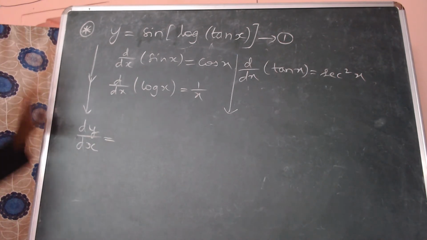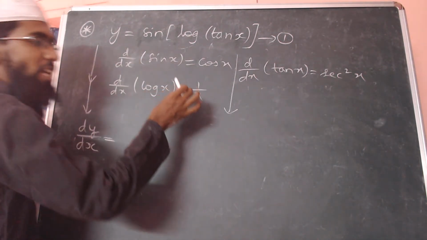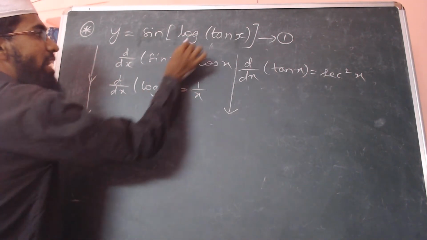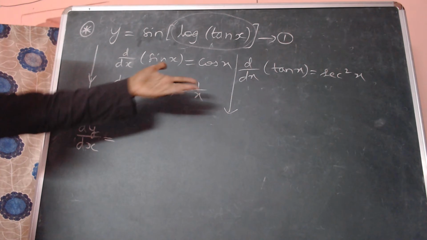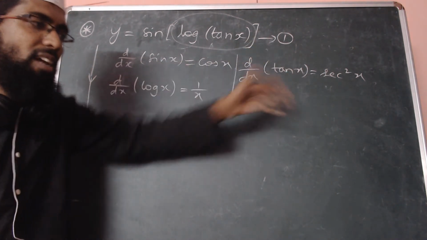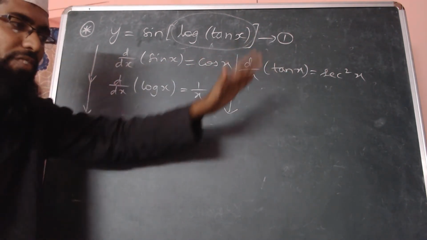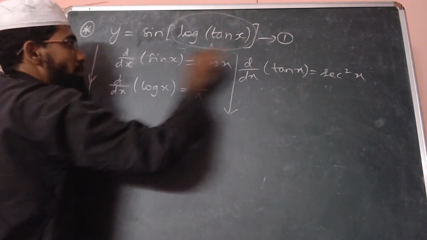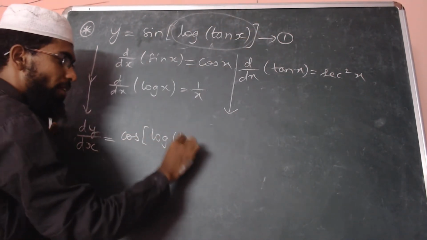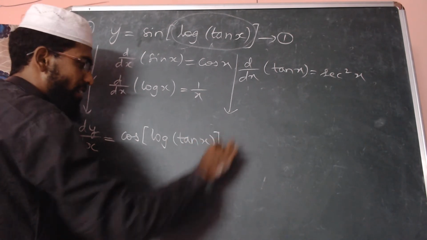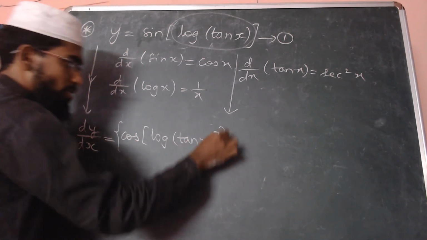Equal to, what is the derivative of sin x? Cos x. Sin y, cos y. So sin of this entire term gives cos of that entire term. Sin of something, cos of something. Put that entire term, log of tan x, whatever is there, we should write it. Then we should close this.